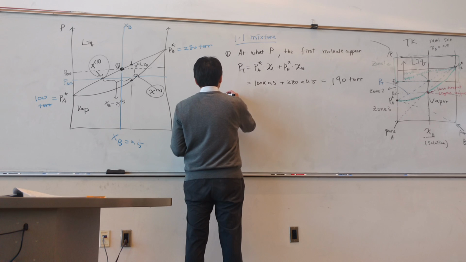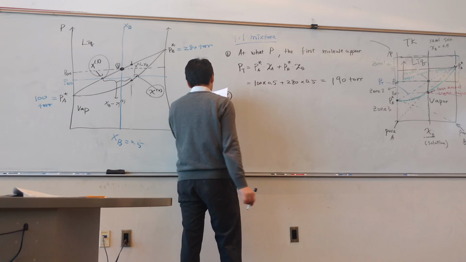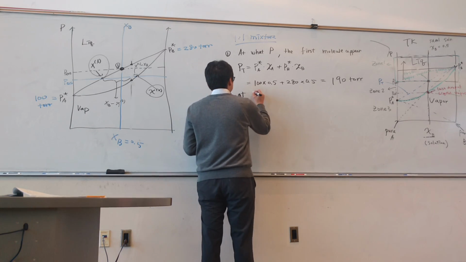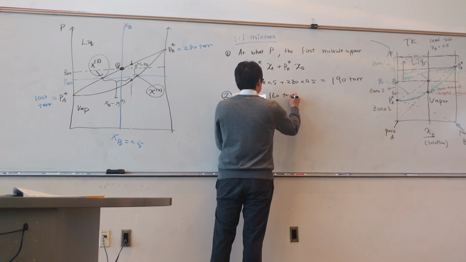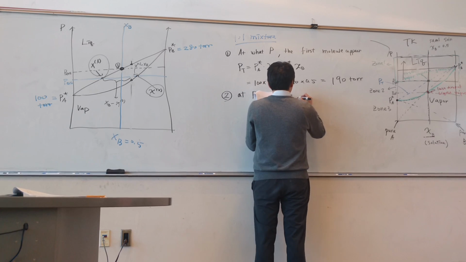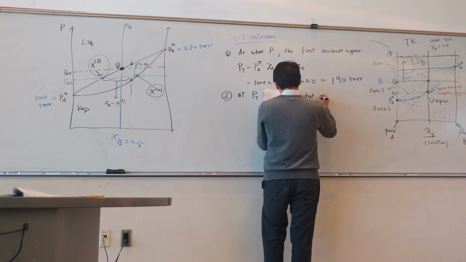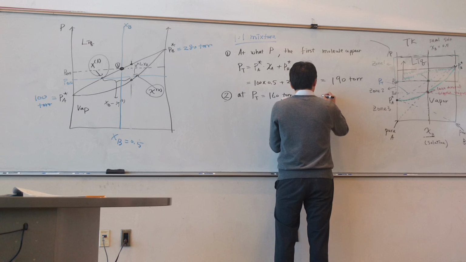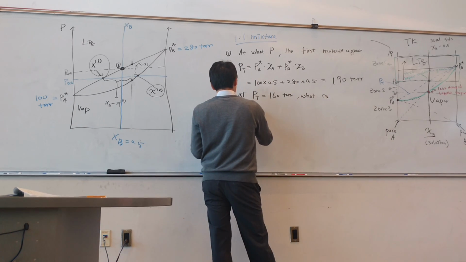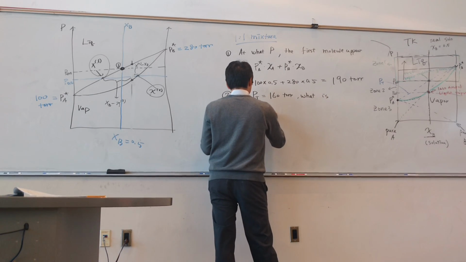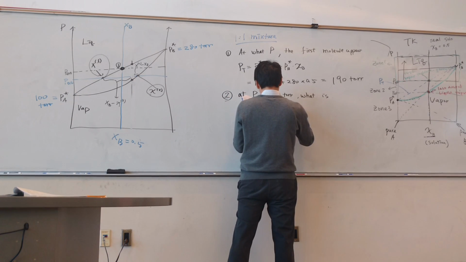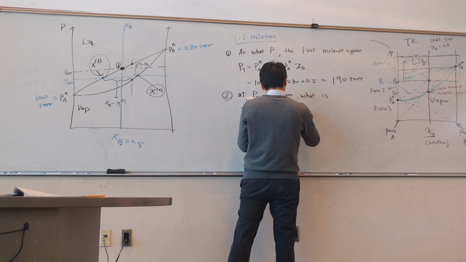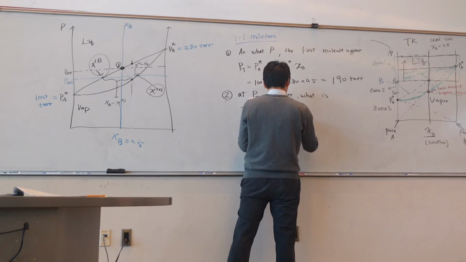Second question. At P total equals 164, what is the XB, XBV, and NB in the liquid form versus the NB in the vapor form?